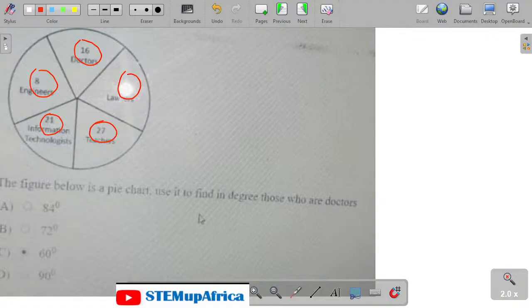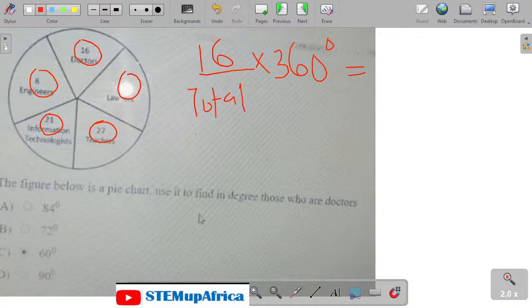So all you have to do is take the amount of doctors over the total times 360 degrees. That's what you're going to get. Doctors is 60 over the total times 360 degrees. So let me try to figure out what the total could be. I'm trying to figure out the value for lawyers from what is given in the question. I'm trying to get the number allotted to lawyers.